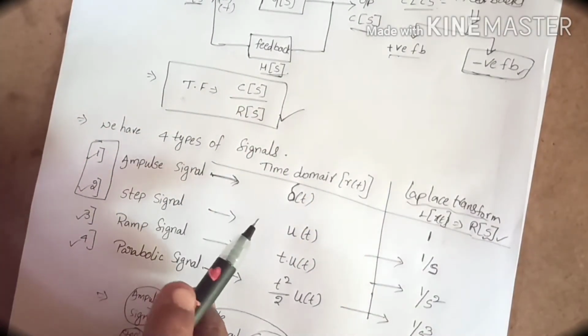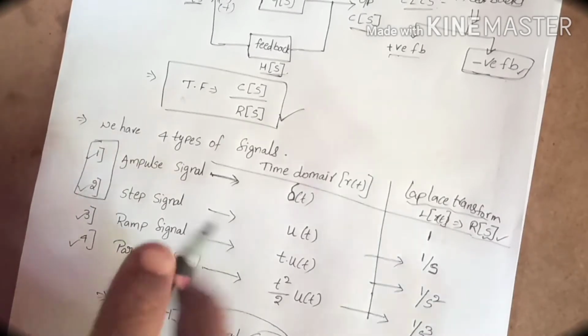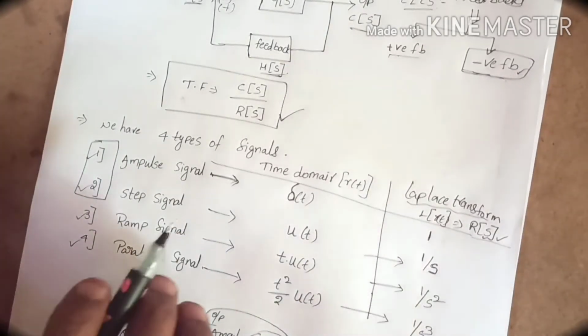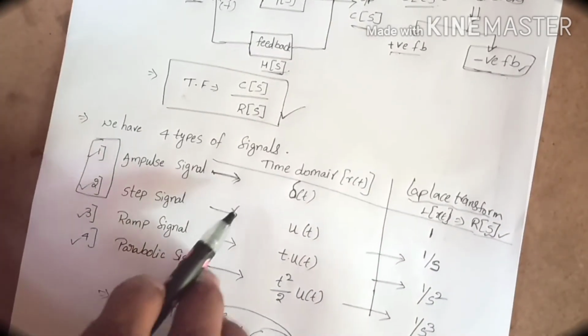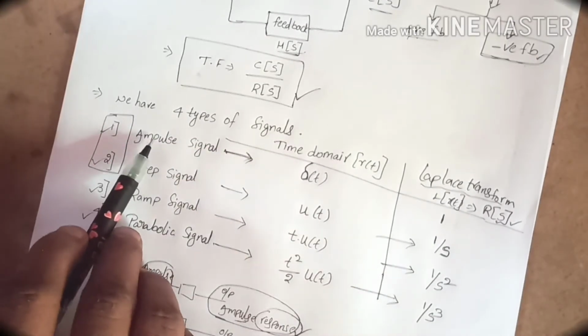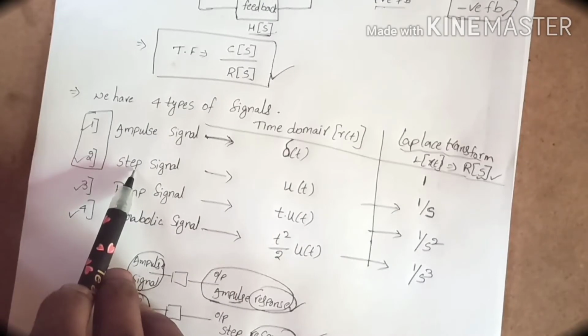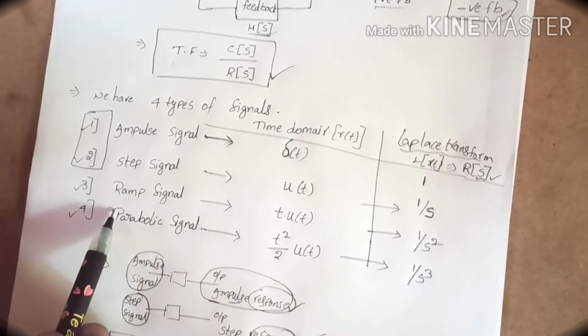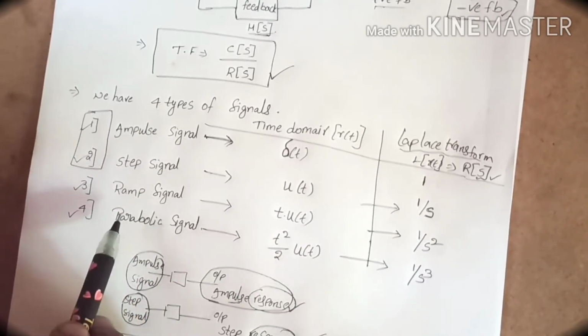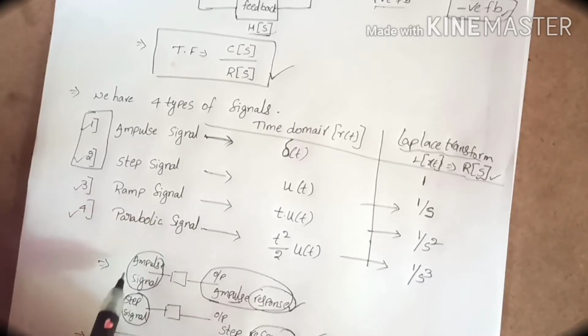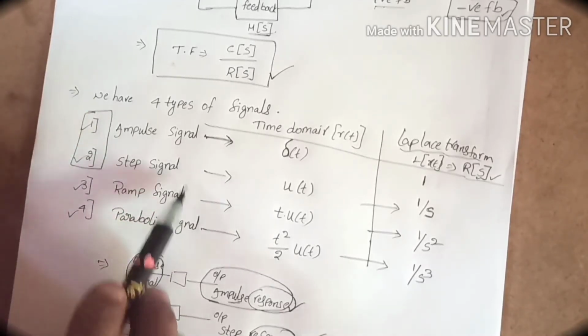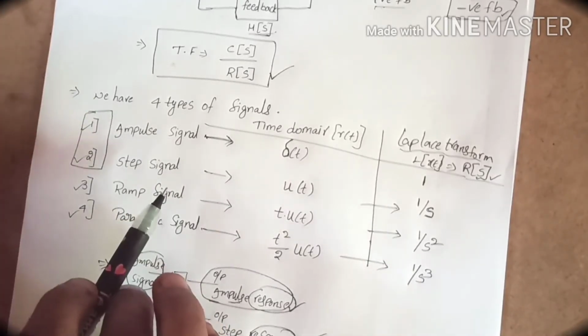We are discussing some signals. We have 4 input signals. What are they? The first one is the impulse signal, the second one is the step signal, the third one is the ramp signal, and the fourth one is the parabolic signal. These 4 signals are very important.